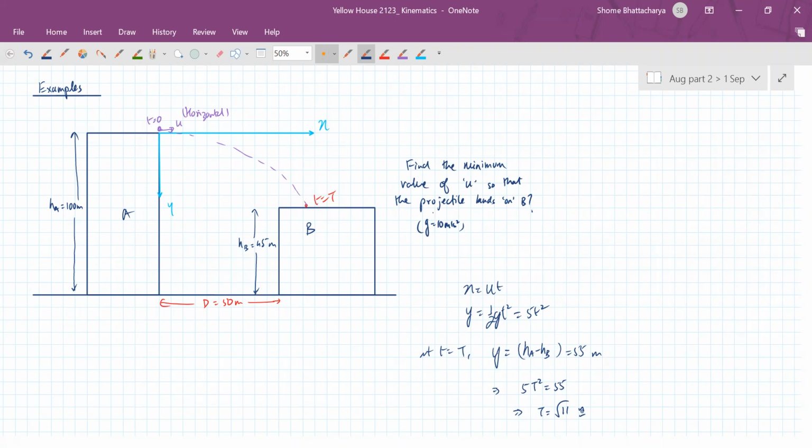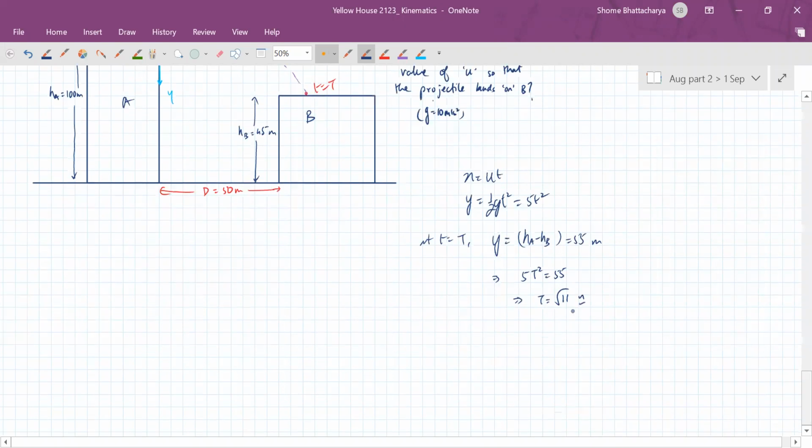Sir, you can square x, that is x square equals u square t square, and then put t square as 11. It's the same thing. So you'll have to take the square root of something else again. Anyway, t is root 11, which if you approximate up to the first place of decimal is 3.3.